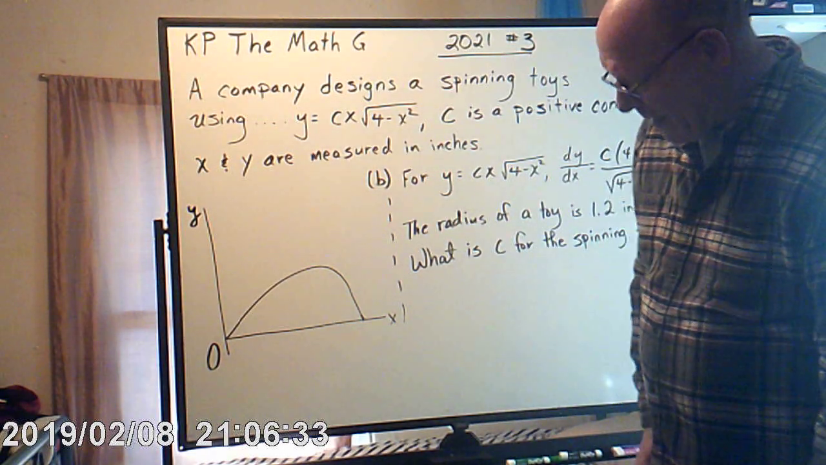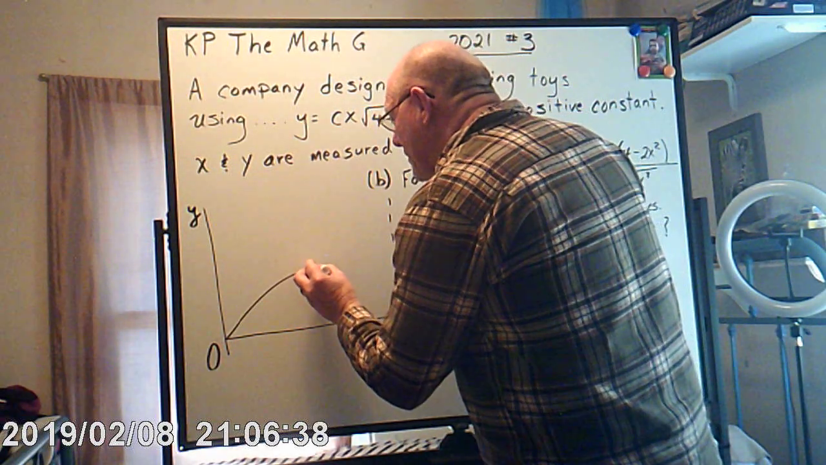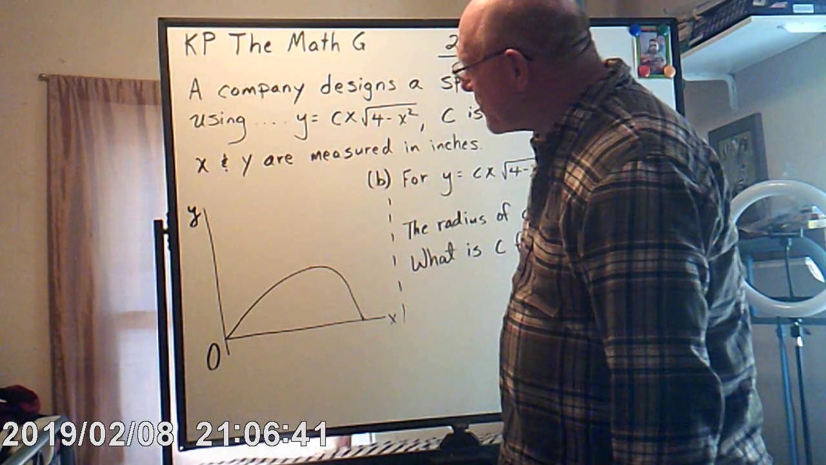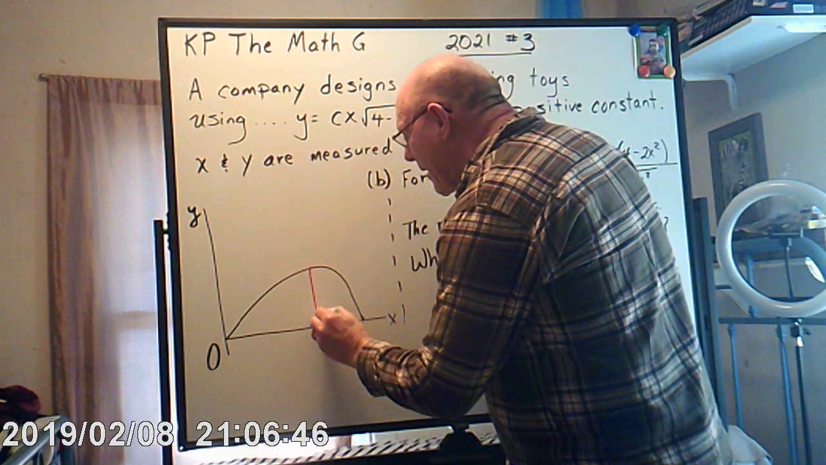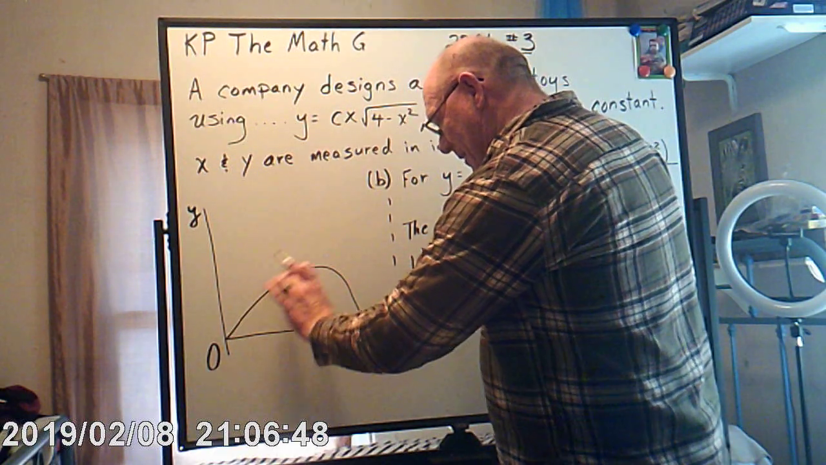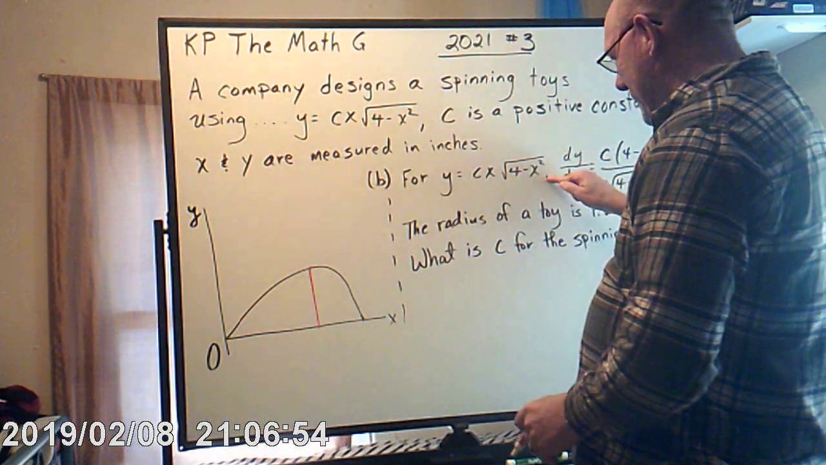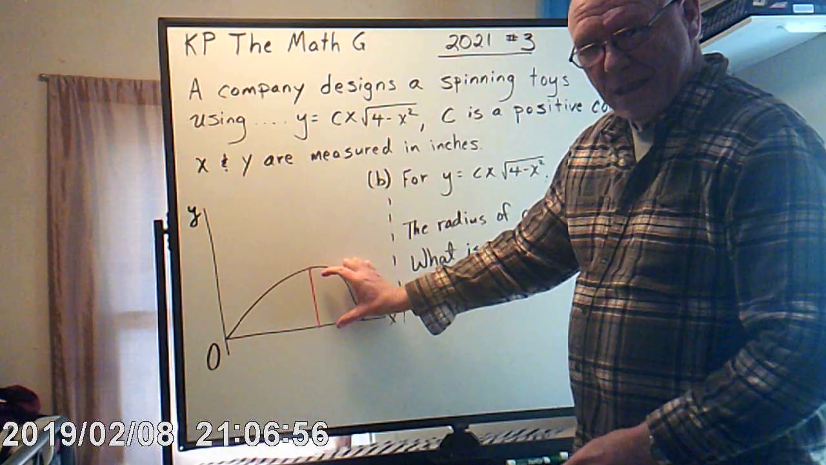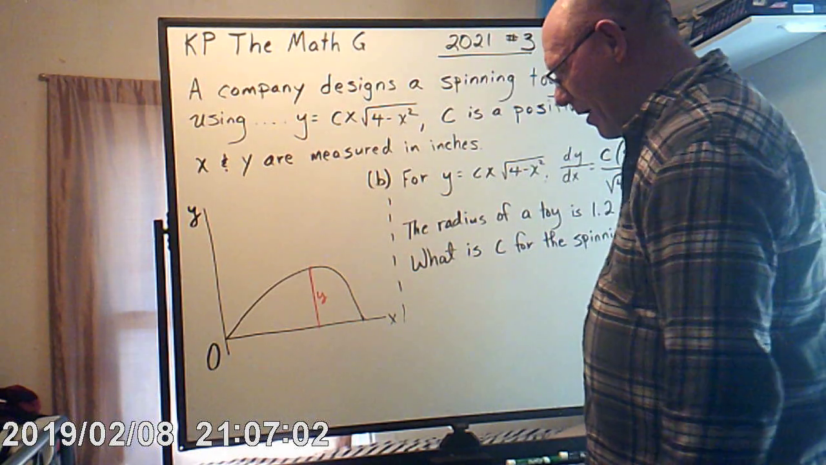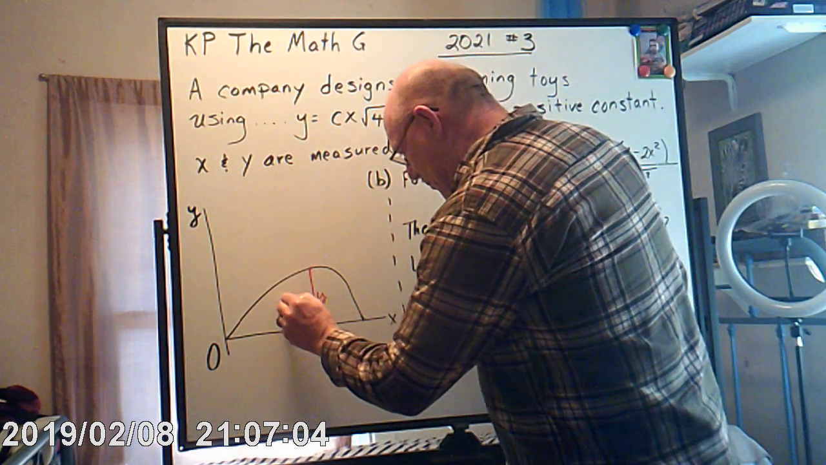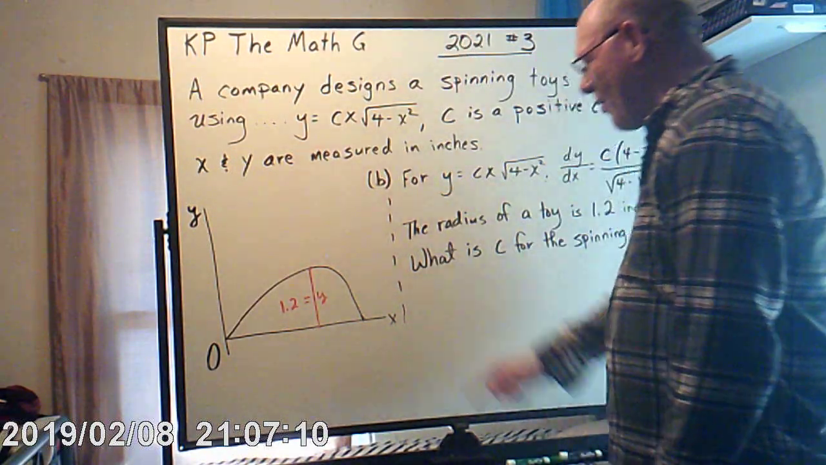Now, I'm taking it that we're going to guesstimate about where the highest point is, somewhere in there, and think about this. This function is y, isn't it? So this height is y, and y equals 1.2, and that's going to be in inches. We know that for a fact.